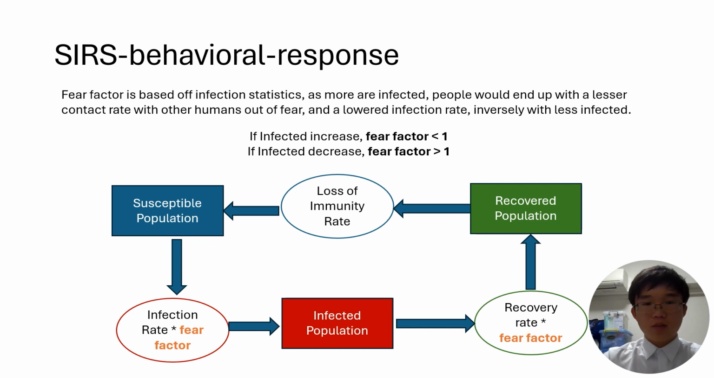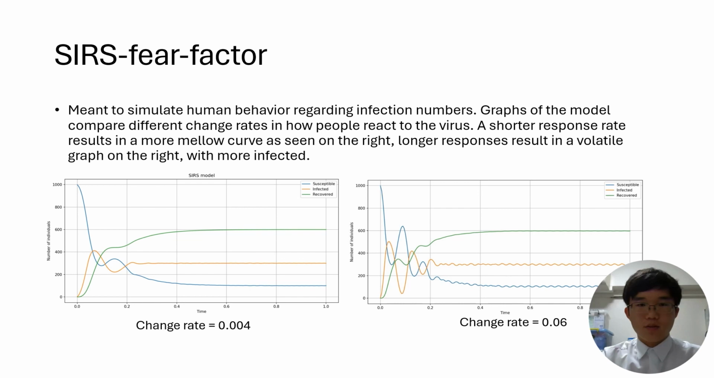Now we'll be looking at the SIRS behavioral response model. As it simulates changes in contact rates as a behavioral response to fear of infection, we set parameters to increase or decrease the contact rate based on whether the infected population exceeds or falls below a certain threshold. The model shows larger fluctuations in response to infection numbers, but with a consistent time to stabilize. This is illustrated in the following graphs, wherein they both stabilize at around T0.2, but a higher change rate results in a more dynamic curve, as seen with a change rate of 0.06.